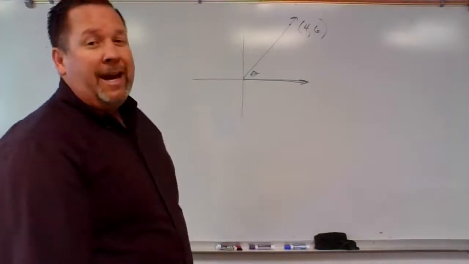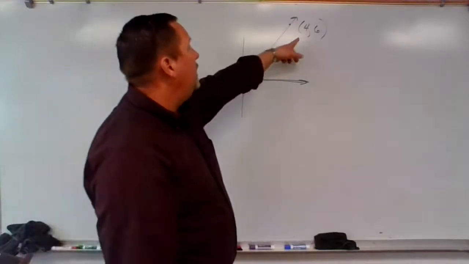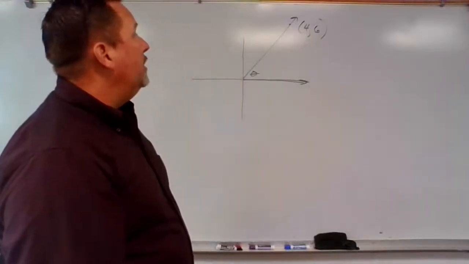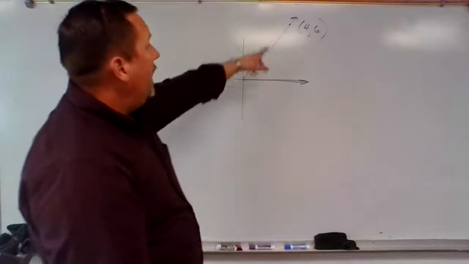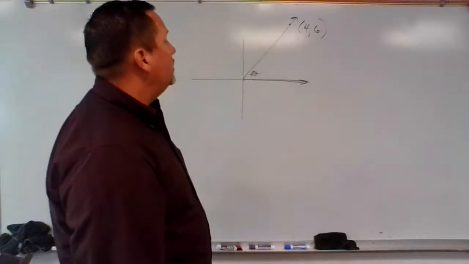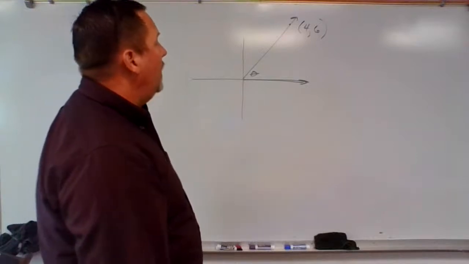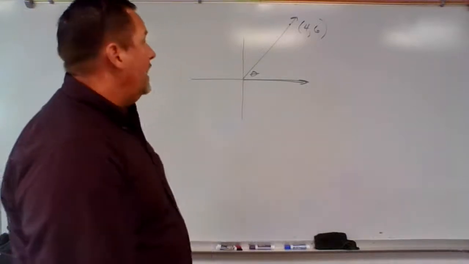please remember, you can't say, oh, look, the x value is 4. The cosine of this angle must be 4, because that only works if we have the point where it passes through the unit circle. And that's not the case here. We can't say, oh, y value is 6, so the sine is 6.